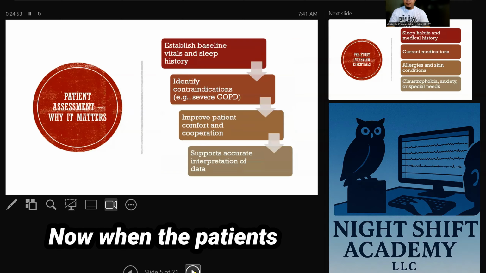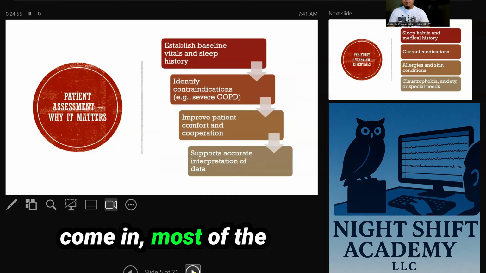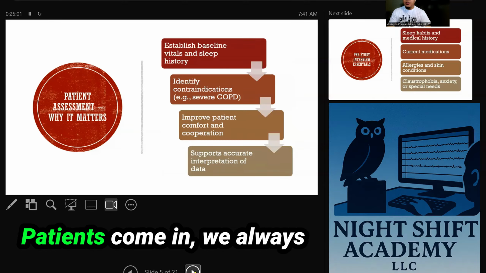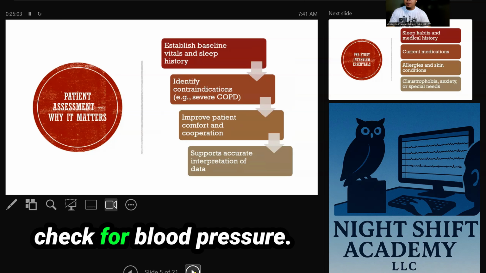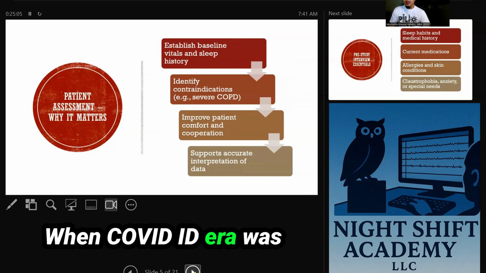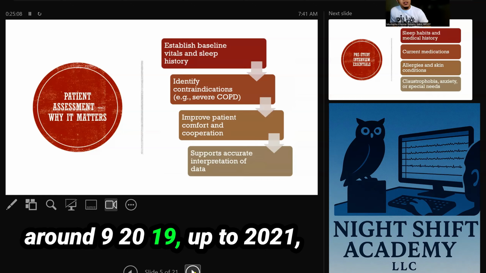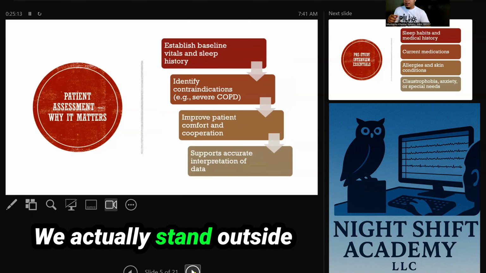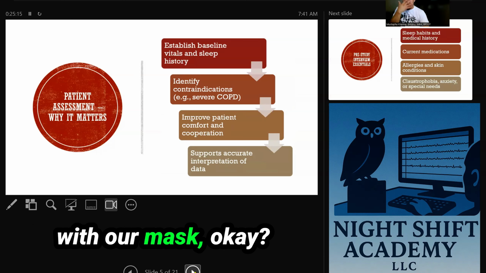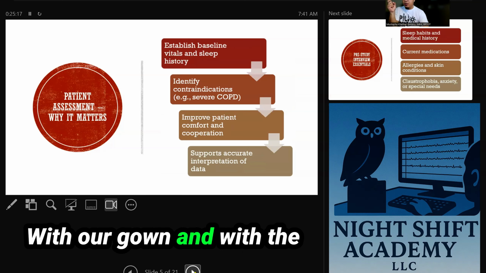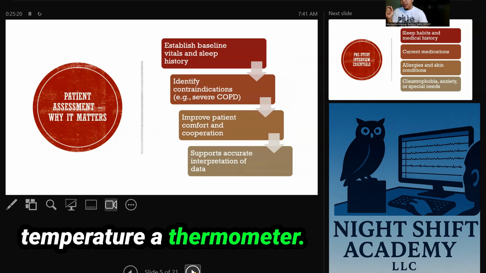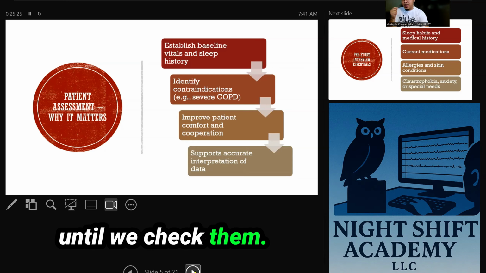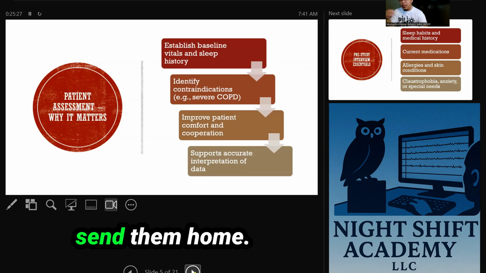Now, when the patients come in, most of the labs will require at least a blood pressure check. Patients come in, we always check for blood pressure. When the COVID era was around 2019 up to 2021, we had to take temperature. We actually stand outside with our mask, okay, with our gown and a thermometer. And the patients are not allowed to come inside the sleep lab until we check them. If they have a high temperature, we send them home.